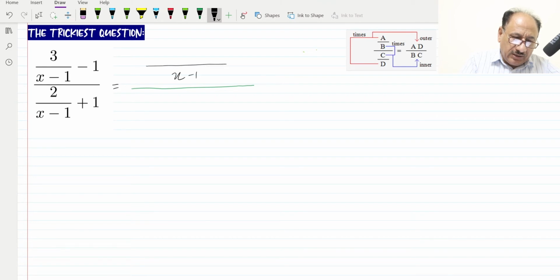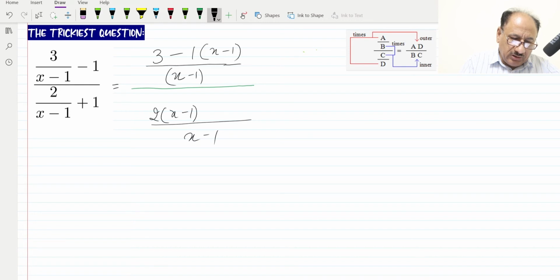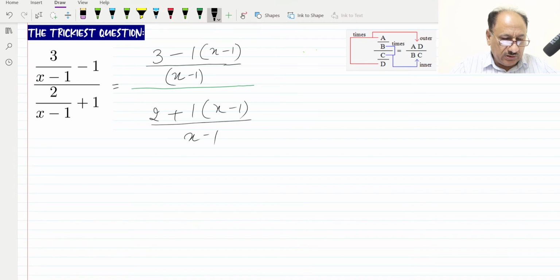One LCM will be x minus 1, and this will be 3 minus 1 into x minus 1. Similarly, we can take the LCM of the lower one, x minus 1, which will be 2 into x minus 1, basically 2 only. So 2 and plus 1 into x minus 1. This is how we will be taking the LCM, and after that we will apply fraction over fraction. So we will be simplifying.